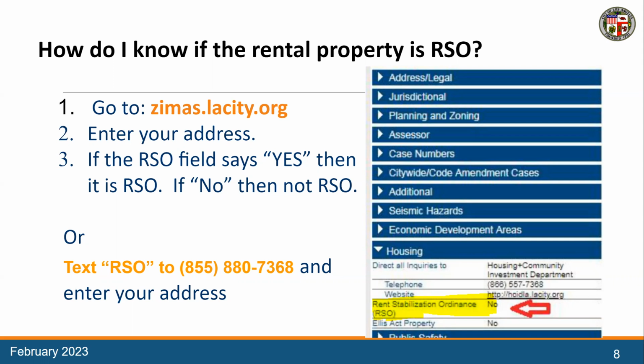You can also text the letters RSO to the telephone number 855-880-7368. You will receive a text message that will ask you to enter your address. The address you enter will then be recorded, and you will receive a message as to whether or not the property is subject to the RSO.